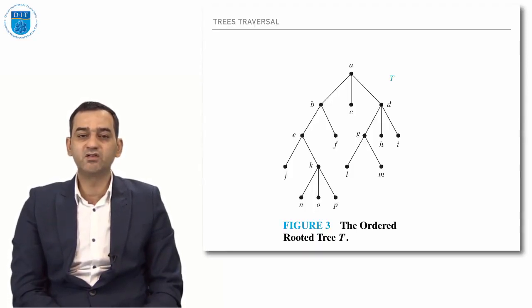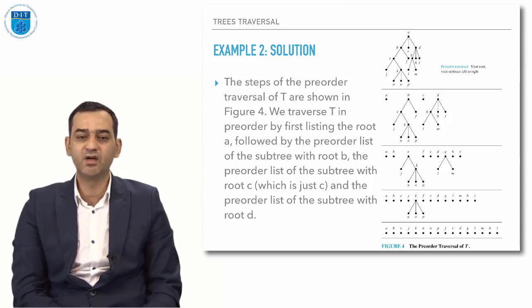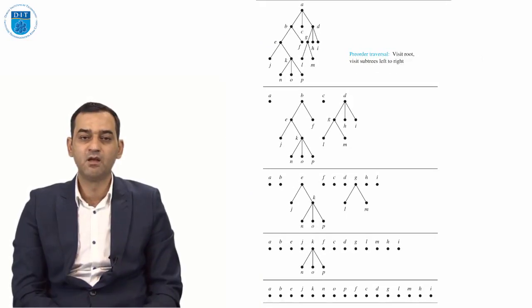The steps of the preorder traversal of T are shown in figure 4. We traverse T in preorder by first listing the root A, followed by the preorder list of the subtree with root B, the preorder list of the subtree with root C, which is just C, and the preorder list of the subtree with root D. The preorder list of the subtree with root B begins by listing B, then the vertices of the subtree with root E in preorder, and then the subtree with root F in preorder, which is just F.